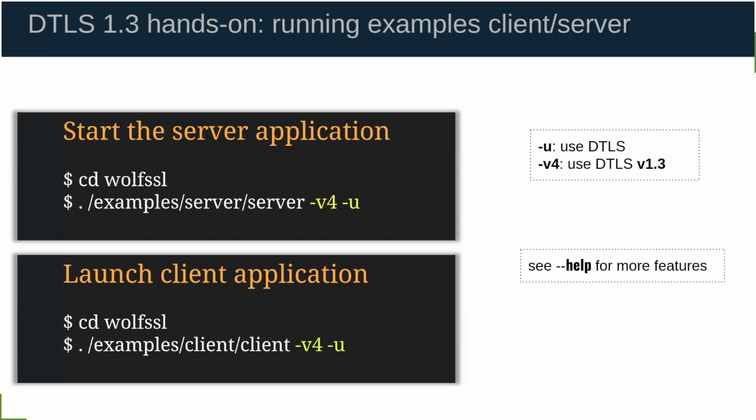This is the smallest set of options you can use. We'll use localhost, port, if I remember correctly, 11111. These are the only two options that you have to use to have a DTLS 1.3 connection. You have to use -u to tell it to use UDP, so go over DTLS, and then you want to use version 1.3, which is enabled by using -v 4 in our example. You can use --help to see a lot of other options and flags you can play with.